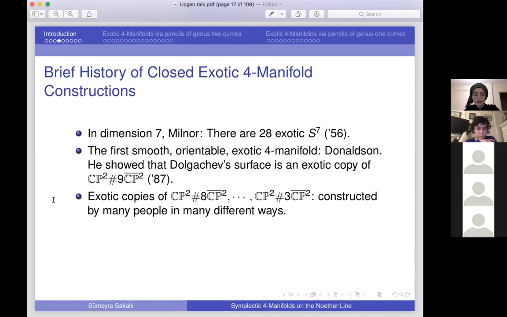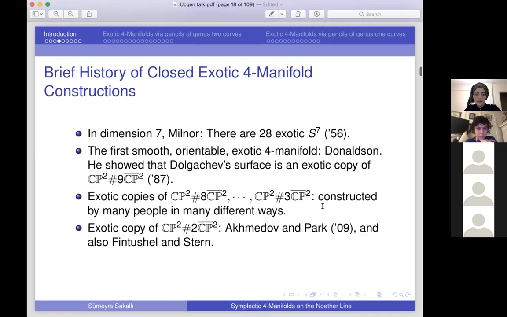And after Donaldson, many other constructions have been made. So exotic copies of smaller manifolds, like CP2 blown up at 8 points, going down to CP2 blown up at 3 points. These have been made by many people in many different ways. There are lots of papers and many different constructions via many different techniques. Here I try not to list the names because there is always the risk that you forget some names, because there are a lot, it would take 2 or 3 pages at least. But I just want to say that there are many different constructions.